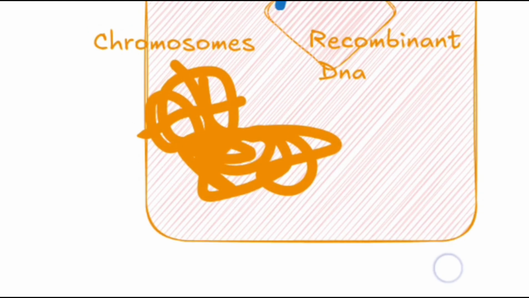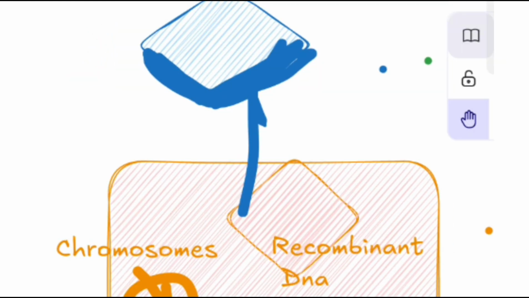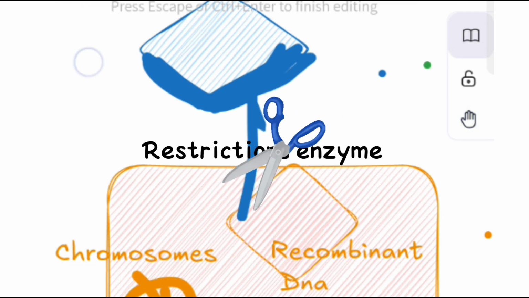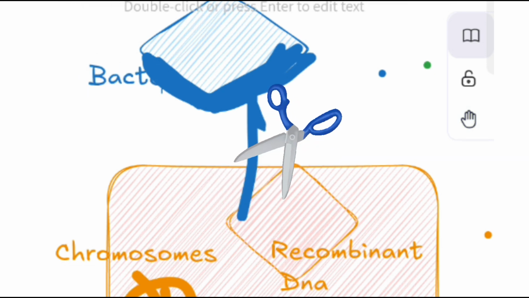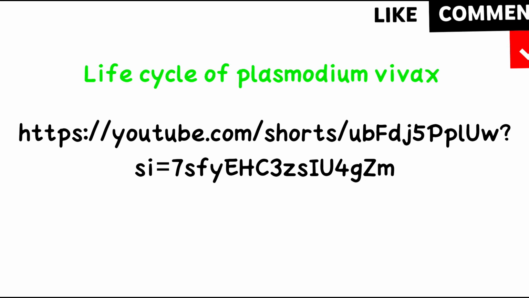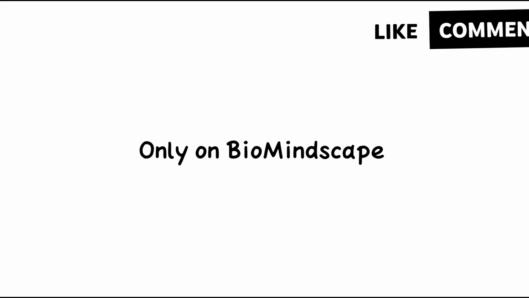This cutting of DNA at a specific location became possible with the discovery of the so-called molecular scissors, that is the restriction enzyme. The cut piece of DNA was then linked with the plasmid DNA, and this plasmid DNA acts as a vector to transfer the piece of DNA attached to it. You probably know that a mosquito acts as an insect vector to transfer the malarial parasite into the human body. I have given a video on retrovirus infection and the life cycle of Plasmodium vivax. You can watch that video.